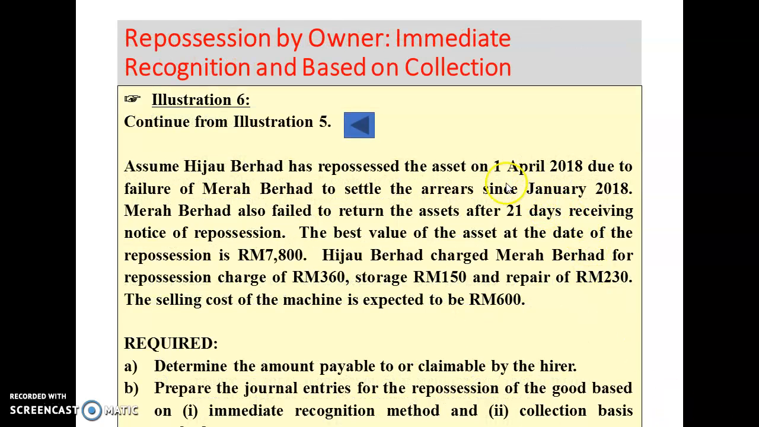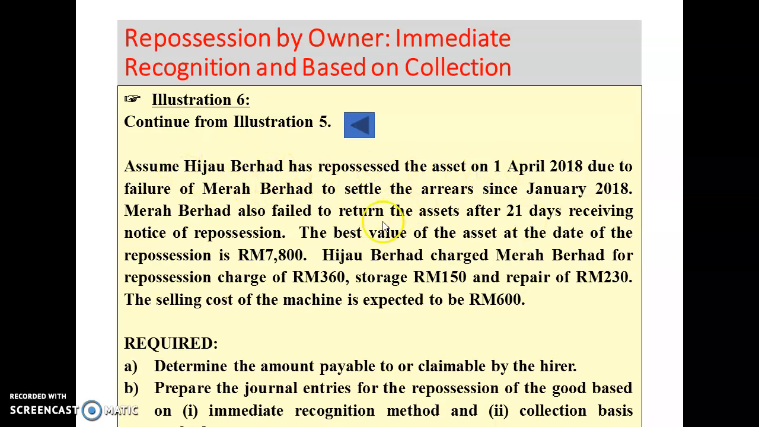But since January, February, March, the hirer has not made the installment. So Hijau Berhad decided to repossess the asset on 1st April. Supposedly Merah has an option whether they want to make the settlement, but it seems Merah failed to make the settlement and also failed to return the asset within 21 days. So what does Hijau Berhad, the owner, do?